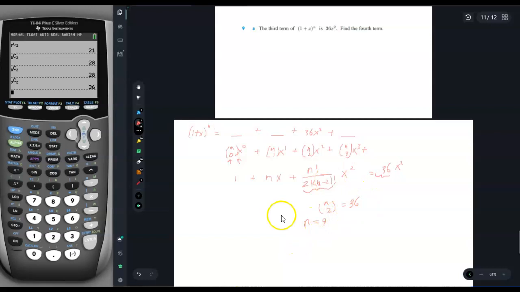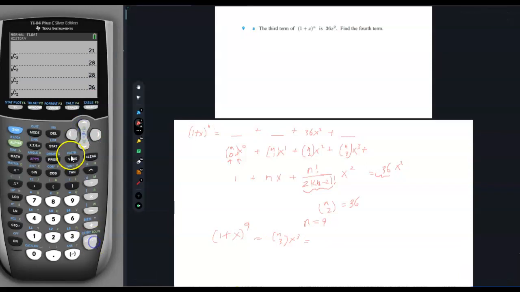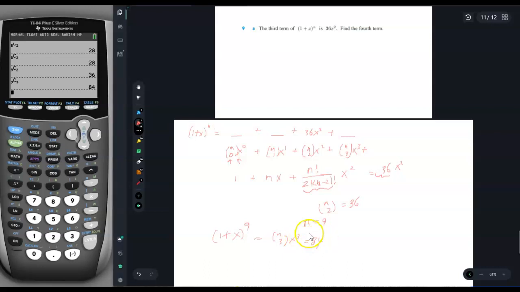So now that I know that n equals 9, it's really easy for me to figure out what the fourth term is, because the fourth term is just equal to n choose 3, x cubed. So what's n choose 3 in this case? It's 9 choose 3. 9 choose 3 is 84. Okay, so the answer is 84.